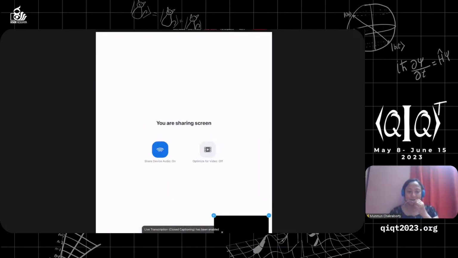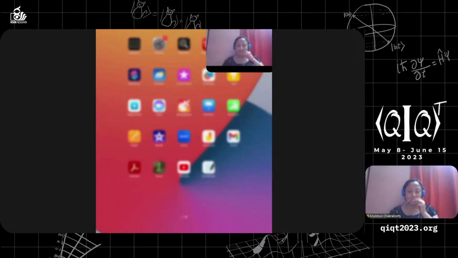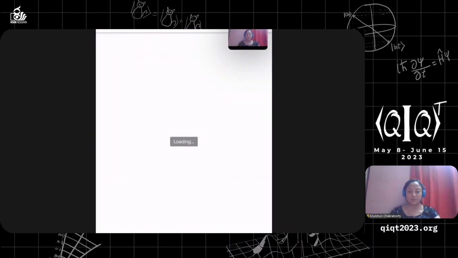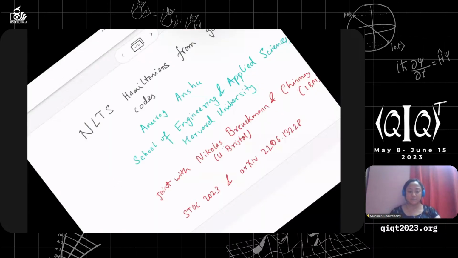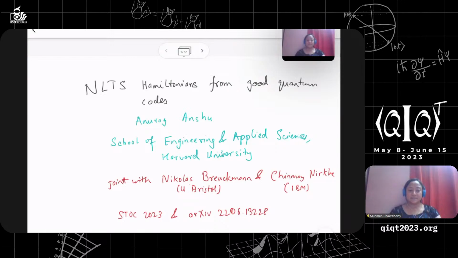So now our next speaker is Dr. Anurag Anshu, Assistant Professor of Computer Science at Harvard University. His interests are in quantum complexity theory, quantum many-body systems, quantum Shannon theory, and quantum learning theory. The title of his talk is NLTS Hamiltonians from Good Quantum Codes. So over to you, Dr. Anurag.